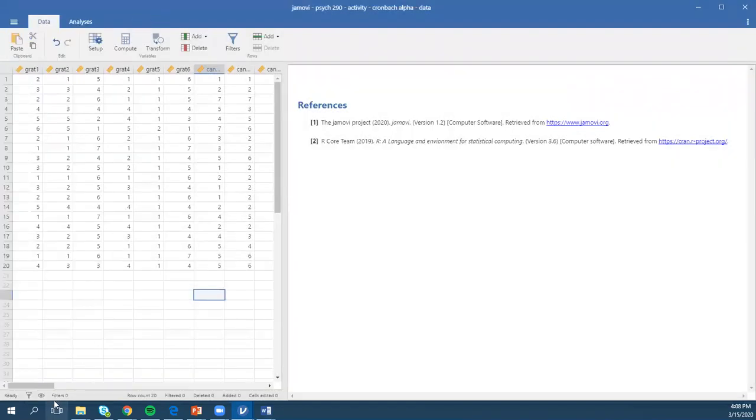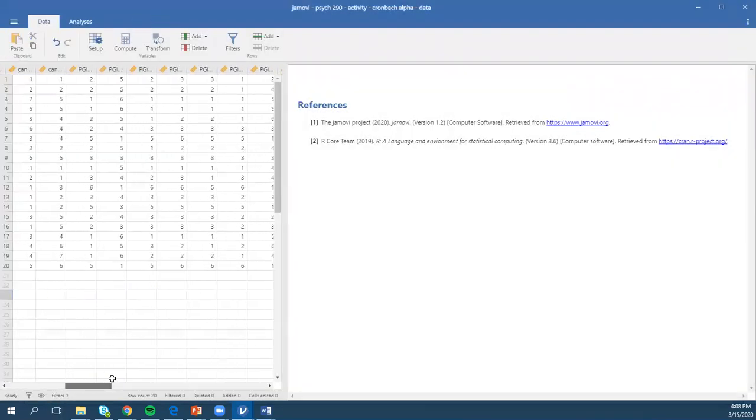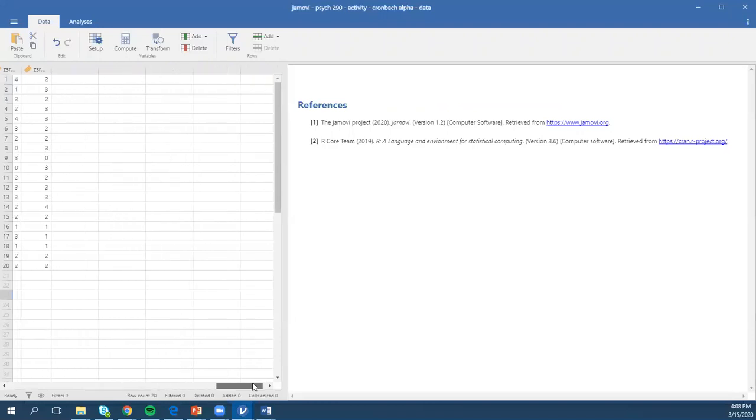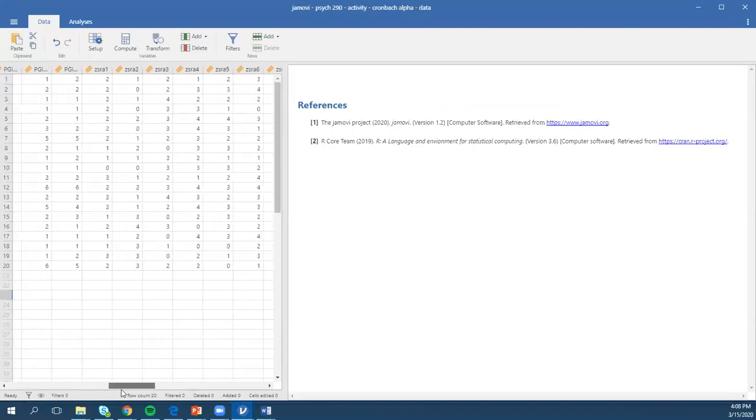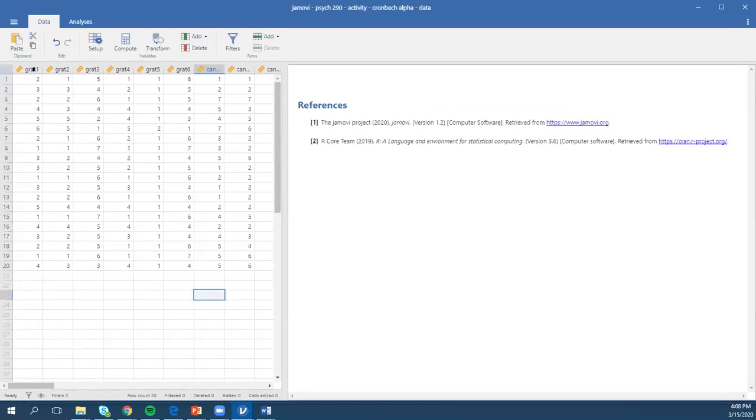But when you do, you should see that we have a lot of data for all the questions for those different scales that we have in this activity. But these first 6 questions are the gratitude scale, GRAT 1 through 6. So we need to reverse code questions 3 and question 6.